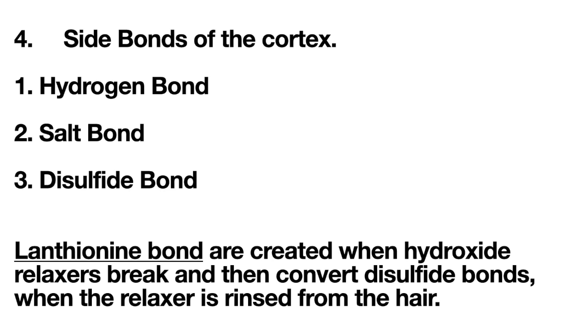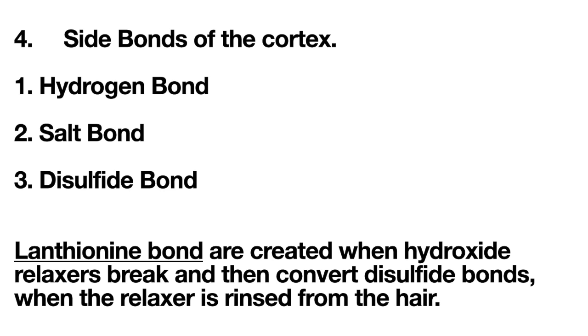Number 1, hydrogen bond. A hydrogen bond is a weak physical cross-link side bond that is easily broken by water or heat. They are weak individually, but because there are so many, they account for about 1/3 of the hair strength.